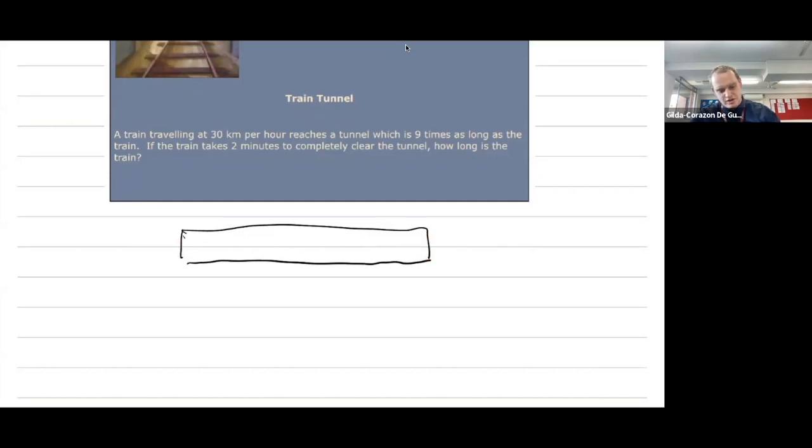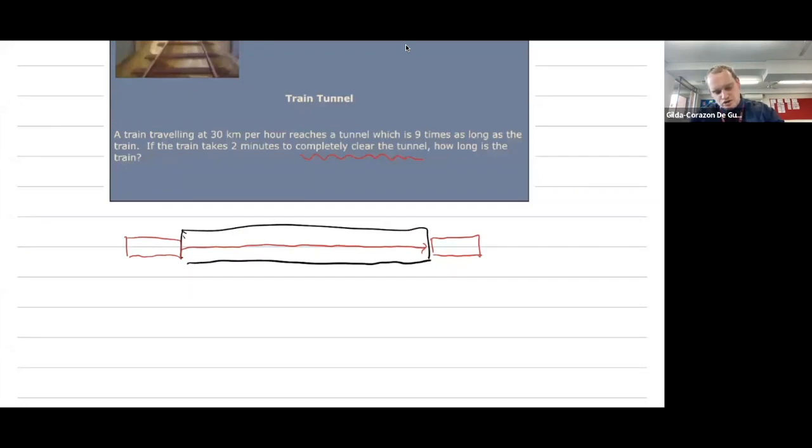Drawing it as a diagram, if we say that this is the train, and it's traveling all the way through until it completely clears. Okay, that's part of the question. Completely clears the tunnel. So that's the first part of the question we need to get our head around.